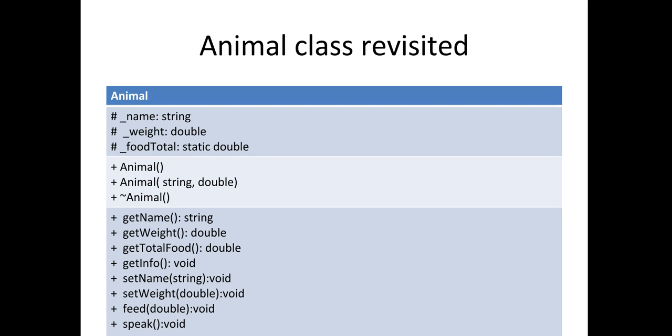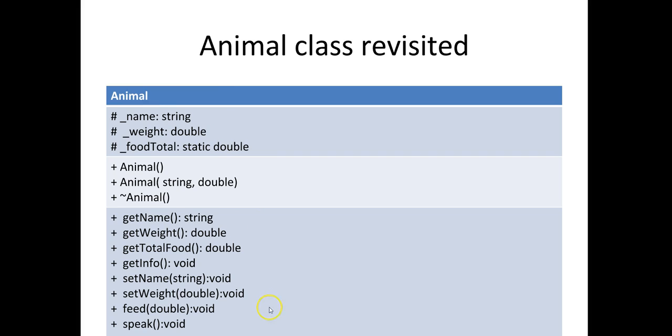I'm coming back to our class diagram for the animal class to note a couple changes. One is I now have the pound symbol instead of a minus sign. The pound symbol designates that it's a protected class level variable, and we need to change the animal class to reflect that, and also that we have a static double variable for food total.